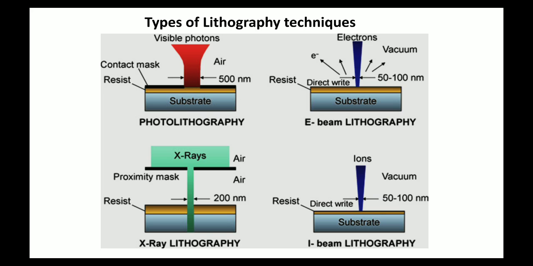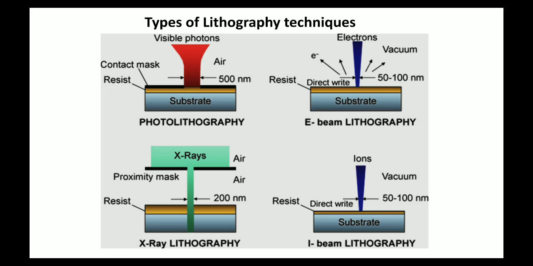For that, you need to make the X-rays. But in photolithography, because the wavelength of visible photons lies in the range of 400 to 700 nanometer, the limitation is that you can make the pattern only as small as 500 nanometer. So at that scale, if you want to make the pattern, you can use visible photons. If you want patterning at a very small scale, then you have to use X-rays.